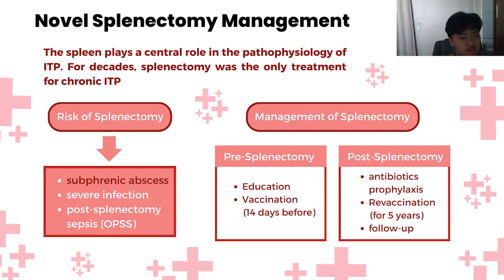Now I'm going to explain about splenectomy management. The spleen plays a central role in the pathophysiology of ITP. For decades, splenectomy was the only treatment for chronic ITP. Additionally, there are some complications regarding splenectomy, such as the risk of developing subphrenic abscess, which is more prominent in patients with ITP. There is also increased risk of severe infection from bacteria such as Streptococcus pneumoniae.